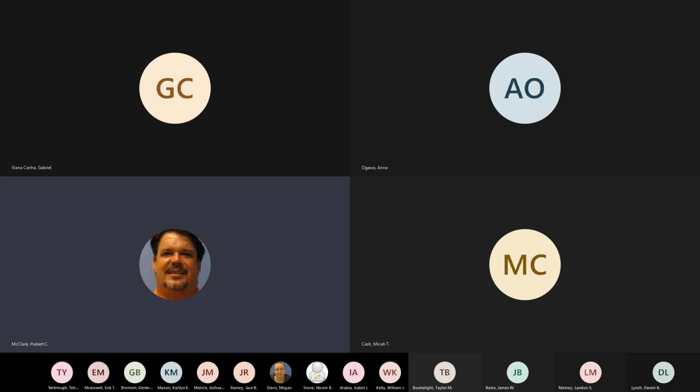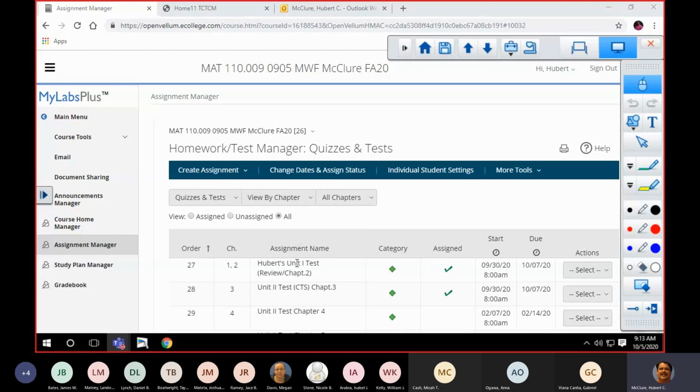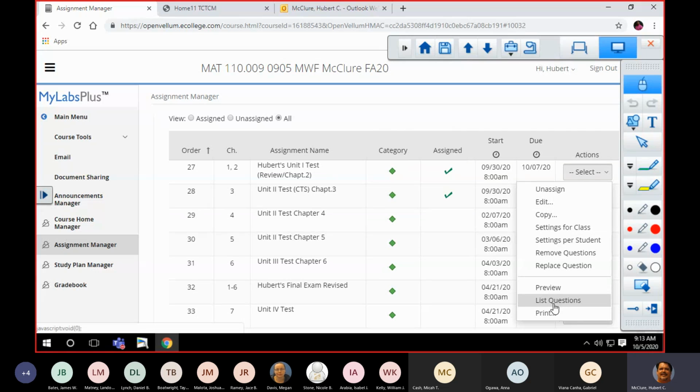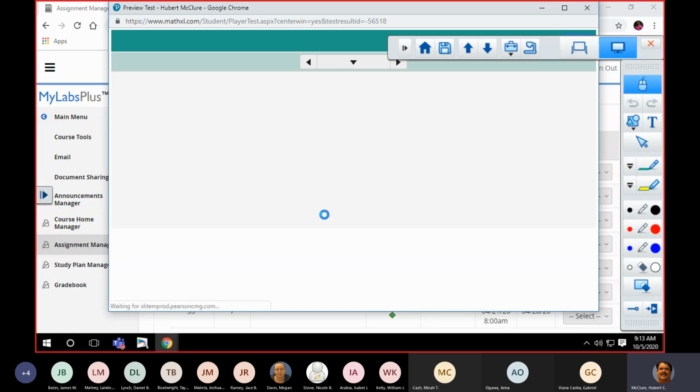All right, so let's look at Hubert's Unit 1 test. Let's look at a few questions. I'm not going to do every single question. Some of the easier questions I'm going to leave off. So, preview.